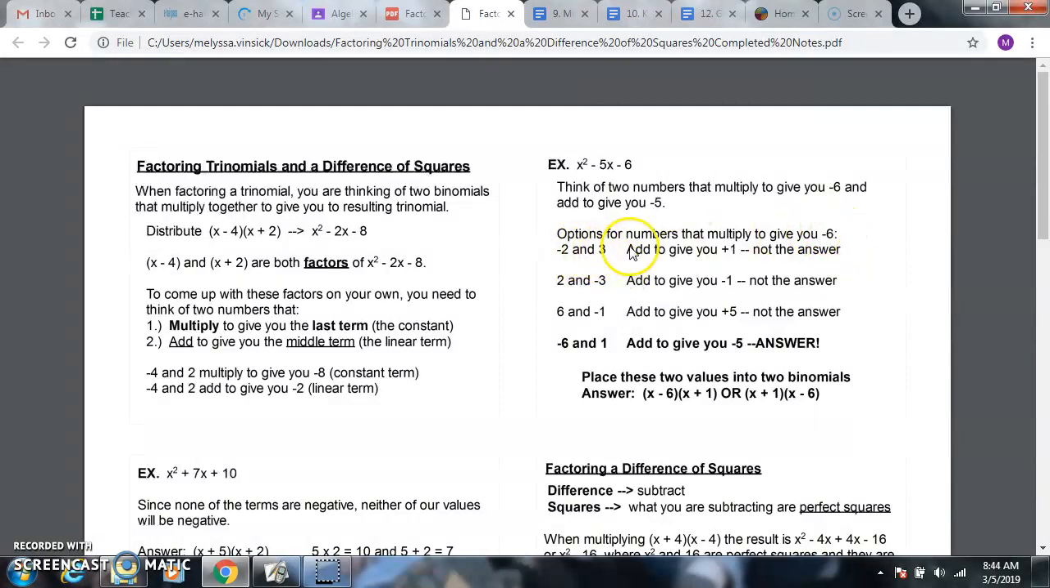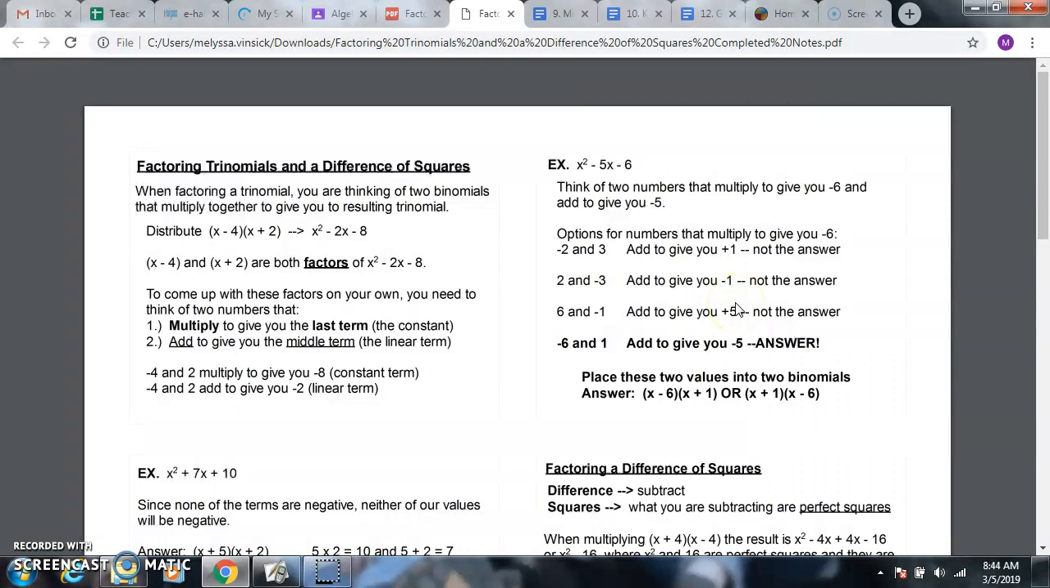Then try adding them together. Negative 2 plus 3, when I add them, gives me a positive 1, which is not what I needed. I needed them to add to give me a negative 5, so it cannot be negative 2 and positive 3. 2 and negative 3: 2 minus 3 is a negative 1. Still not what I needed. 6 plus a negative 1, when I add them together, would give me a positive 5.